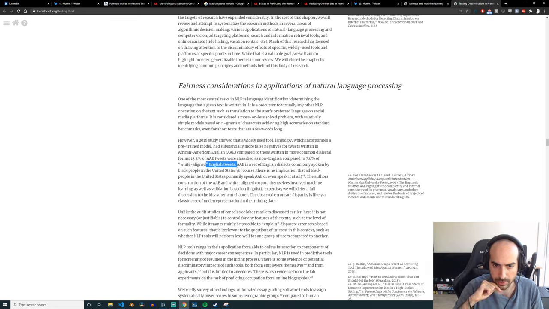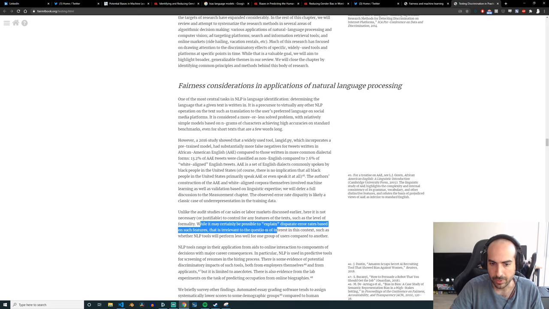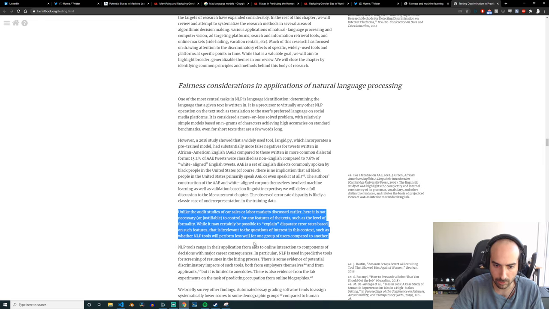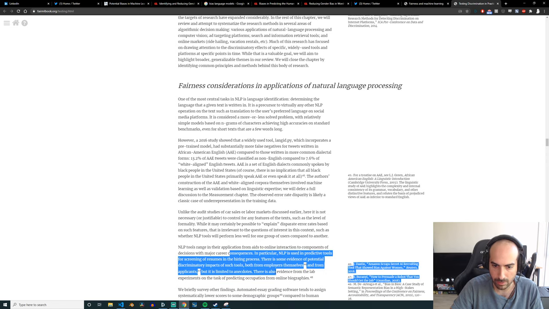The authors' construction of the AAE and White-aligned corpora themselves involved machine learning as well as validation. The observed error rate disparity is likely a classic case of underrepresentation in the training data. Unlike the audit studies of car sales or labor markets discussed, it's not necessary to control any features of the text, such as level of formality. While it may be possible to explain disparate error rates on such features, that is irrelevant to the question of whether NLP tools will perform less well. NLP is used in predictive tools for screening resumes, so there's some potential discriminatory impact of such tools.